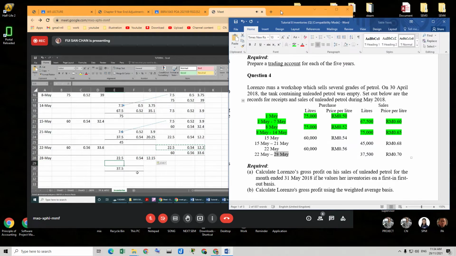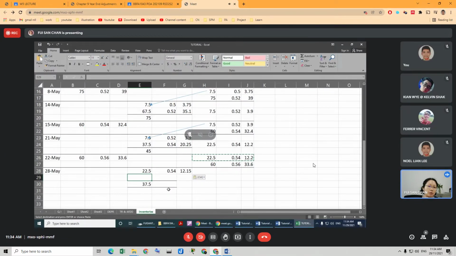Then how many units are you going to take from 56 cents? Because the 54 cents is all issued already, right? Correct? Used up. So how many do we need to have here?